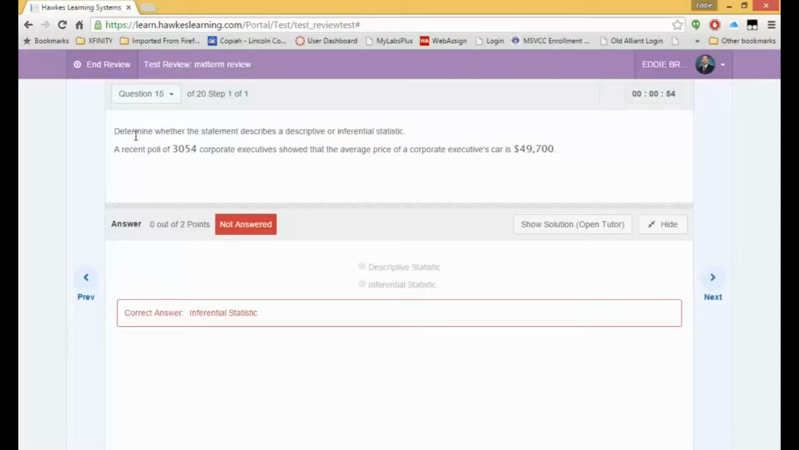Alright, so determine whether the statement describes a descriptive or inferential statistic. A recent poll of 3,054 corporate executives showed that the average price of corporate executives' car is $49,700.